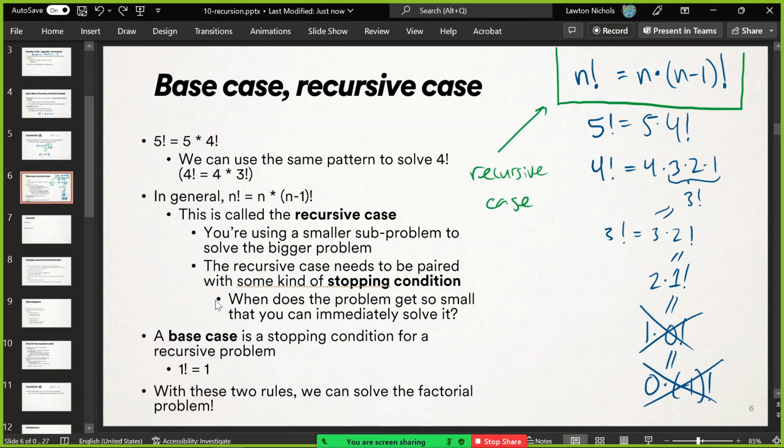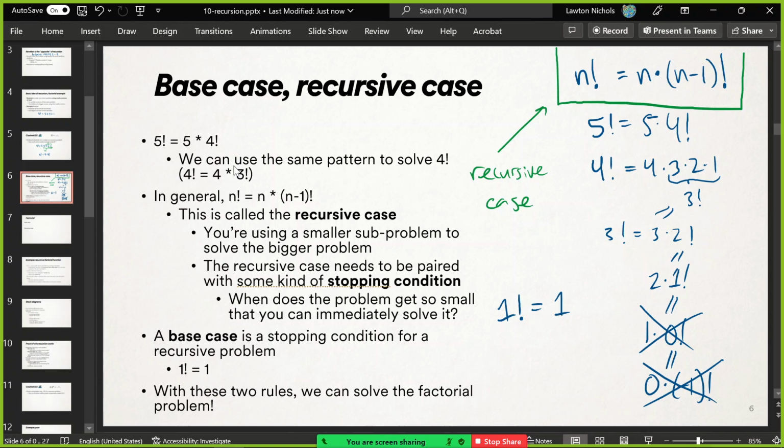Okay, so you ask the question, when does the problem get so tiny that you have the answer in front of you? You don't have to do any extra work. You don't have to solve a smaller problem. Okay? And I think what we just noticed is if you ask me for 1 factorial, I immediately know the answer. I don't have to use any more factorials. I don't have to solve this problem anymore inside of itself. If you ask me for 1 factorial, the answer is immediately 1.